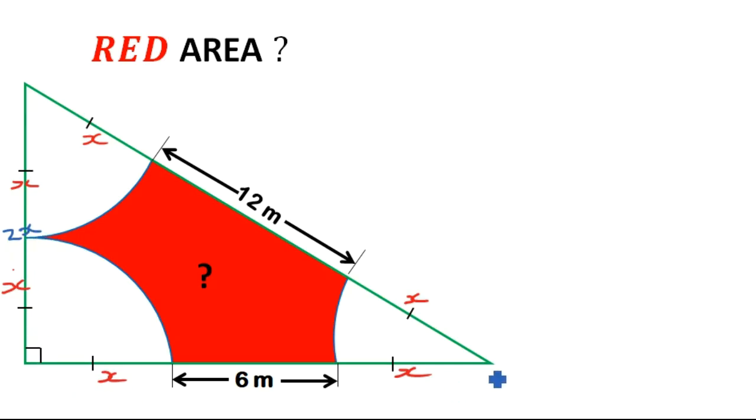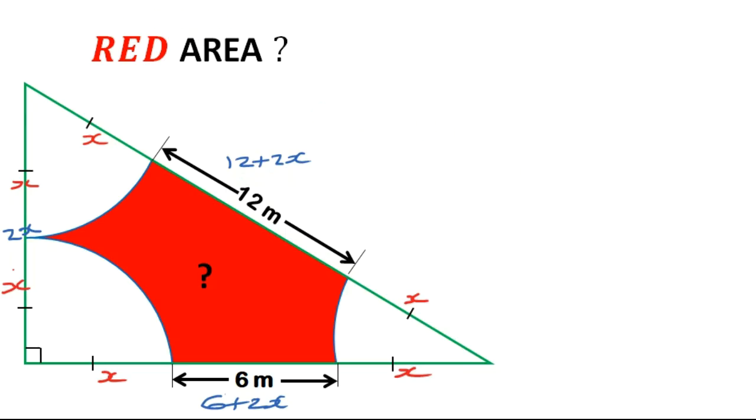Then the base of the triangle is x plus 6 plus x. So that is going to be 6 plus 2x. Then the hypotenuse of the triangle is x plus 12 plus x. So that is going to give you a total of 12 plus 2x.